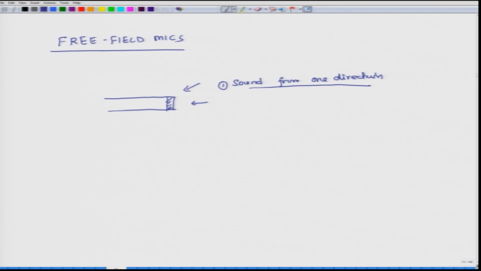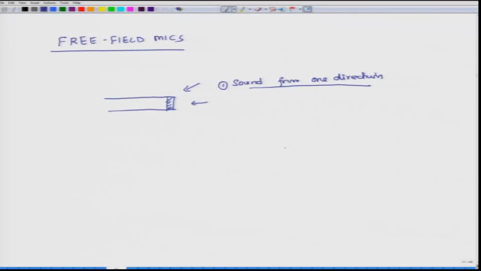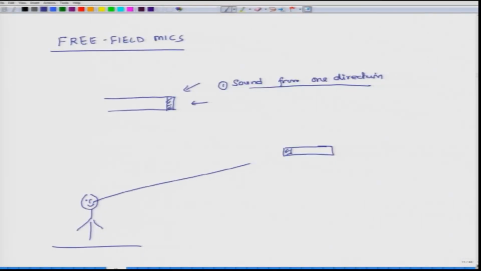What could be an example of a free field condition? Suppose you are outside, in a football field, the microphone is oriented like this, and there is a person who is shouting maybe 50 meters away. Where does the sound come from? Sound comes to the microphone from this direction only. It does not come from these directions, right. It comes directly from the line which connects the microphone and the person.